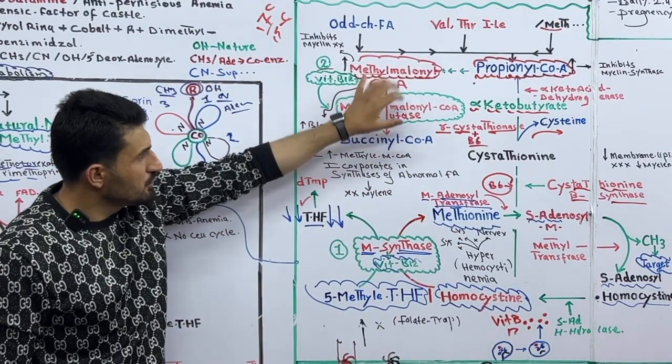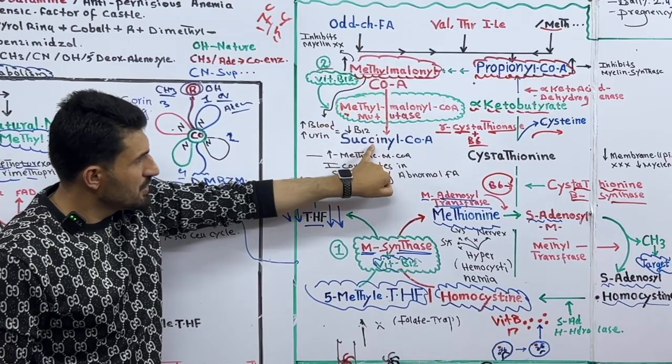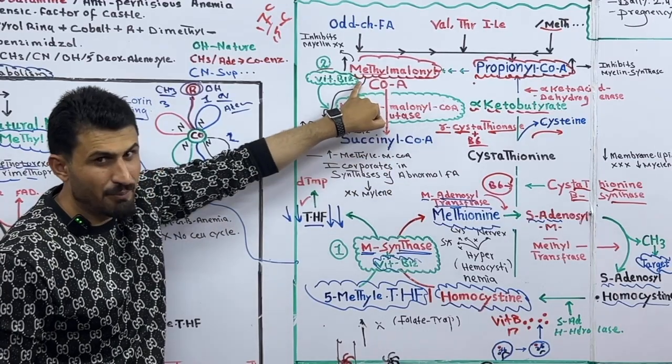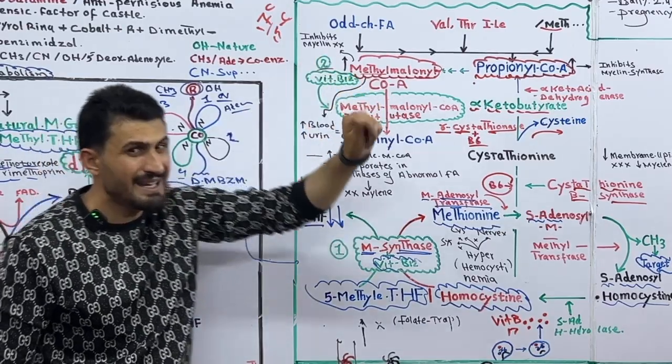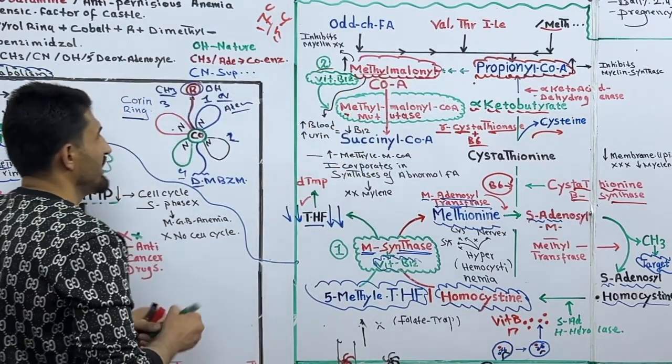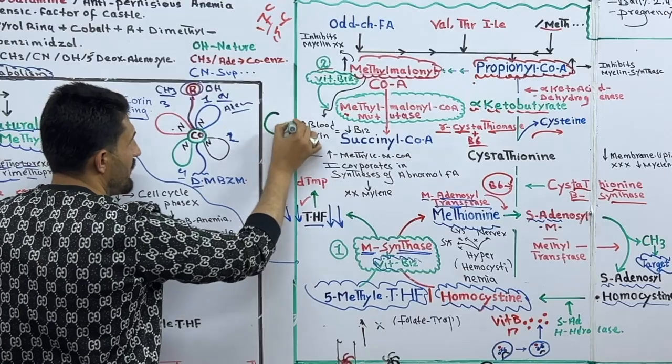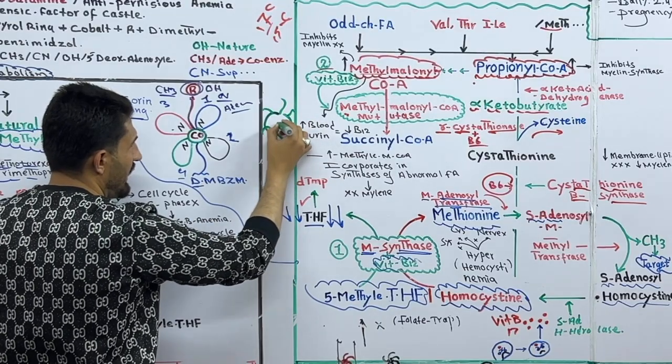More methylmalonyl CoA accumulates in our body when we don't convert it to succinyl CoA. So more methylmalonyl CoA inhibits myelin synthesis. Do you know about the myelin around the neuron? Okay, for example, this is a neuron, a nerve cell.